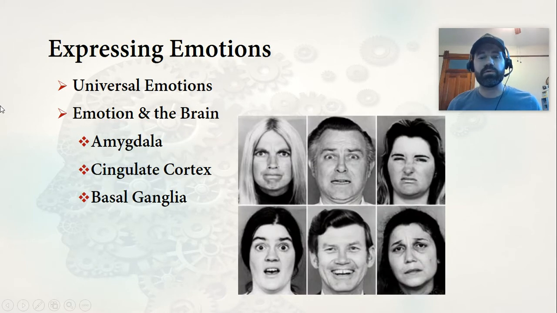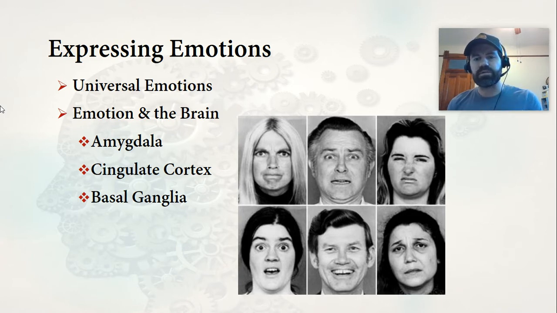So, expressing emotions. We have what are considered six universal emotions, and they're universal in a couple of different ways. One, they are universal in the way that we actually express them with our face. We have over 40 different muscles in our face that allow us to portray these very specific emotions, as you can see below here. These are emotions like happiness, sadness, shock, fear, surprise.